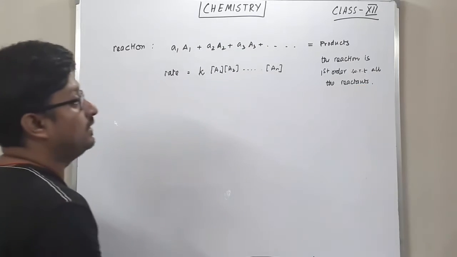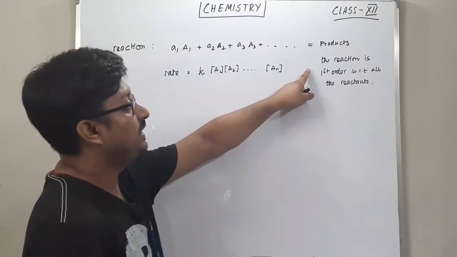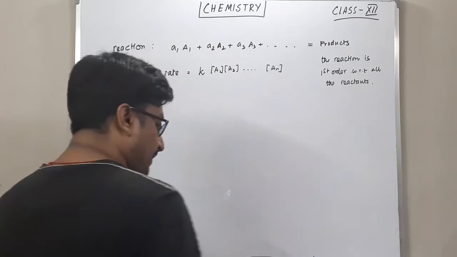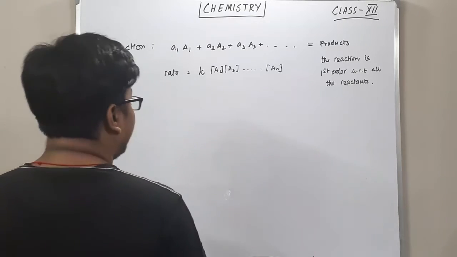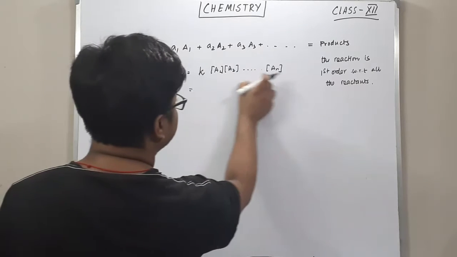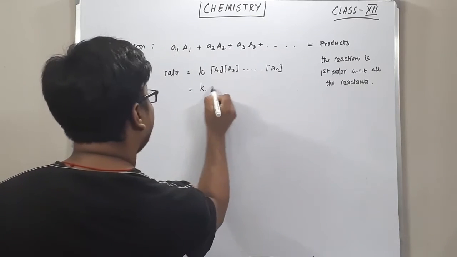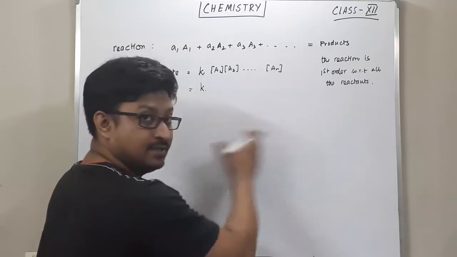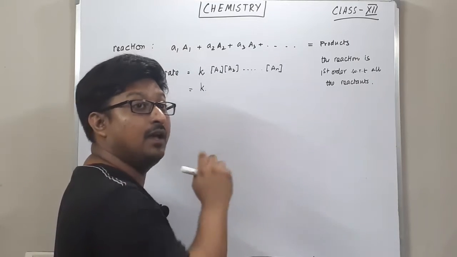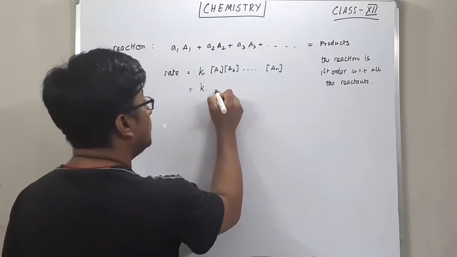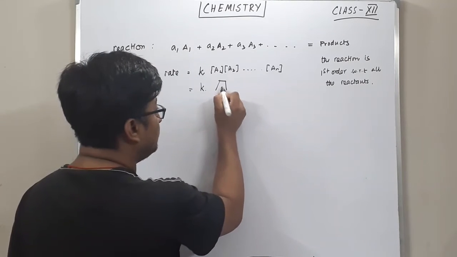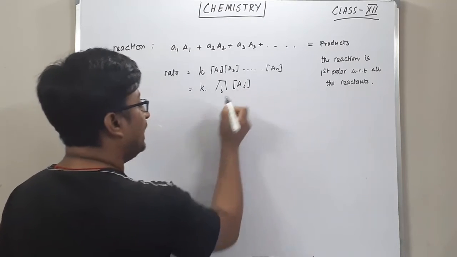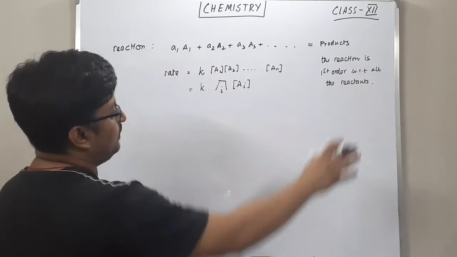The reaction is first order with respect to all the reactants. Now let's say the rate is K multiplied by the product of concentrations, K into pi. For adding all the n substances you require summation, and for multiplying all the substances you require this pi notation, where Ai is the concentration of the ith component, and we multiply.